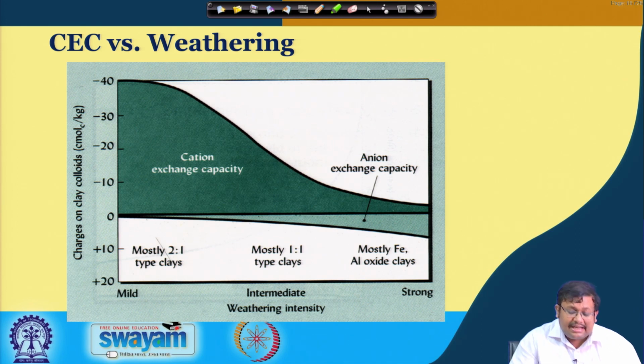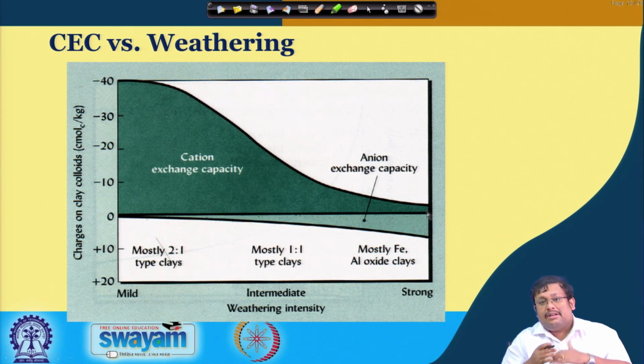So, this is the relationship between CEC and different types of clay minerals. One thing is very clear: as we go from mild weathering condition to intermediate weathering condition or strong weathering condition, cation exchange capacity goes down. Also, the cation exchange capacity is highest in the case of 2:1 type clay, intermediate in the case of 1:1 type clay, and aluminum hydroxide and iron oxide have the lowest cation exchange capacity.